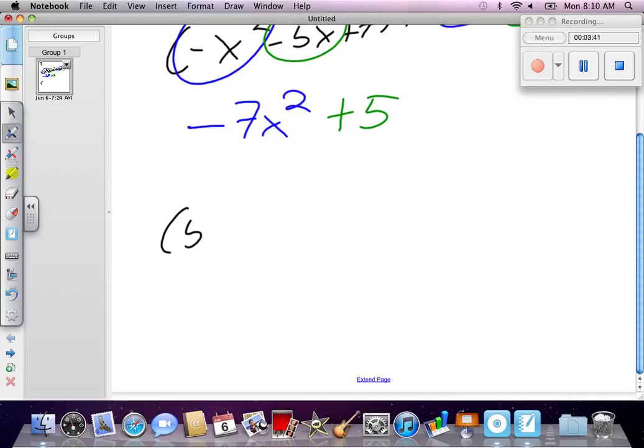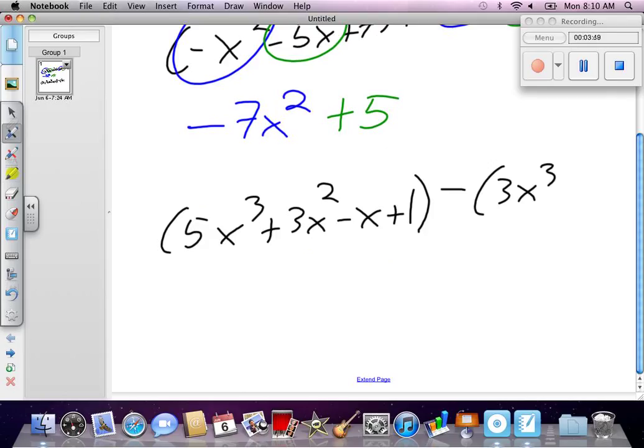Okay, the next one is very similar, except we're doing subtraction. So you've got 5x cubed plus 3x squared minus x plus 1 minus 3x cubed plus x minus 5. Okay. What I'm going to do for this one is I'm going to distribute that negative and then change it to a plus sign. Negative 3x cubed minus x plus 5. I changed all the signs. Now I'm just going to add the front black one with the blue one. Okay? That's so I remember that it's subtraction each time.